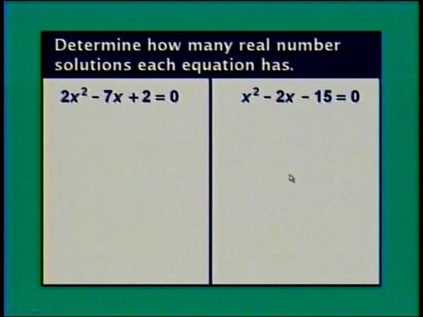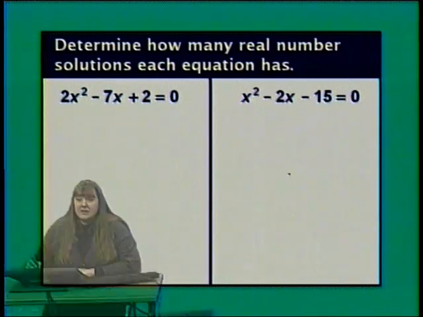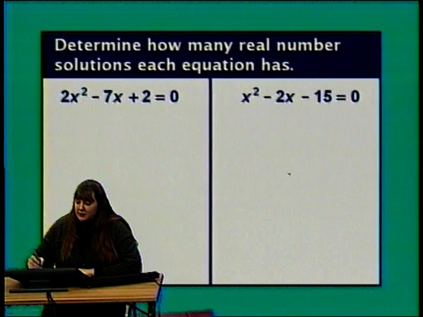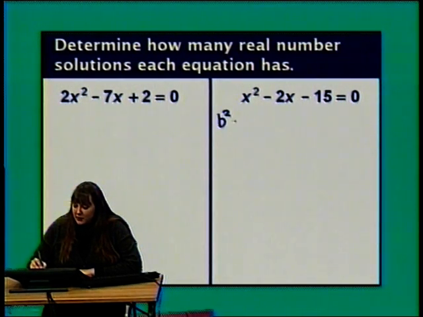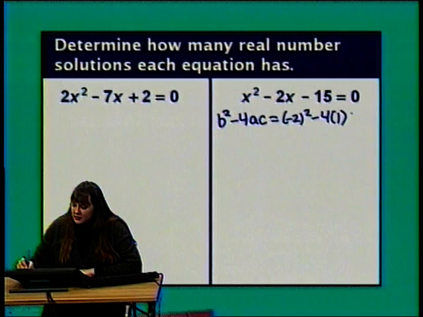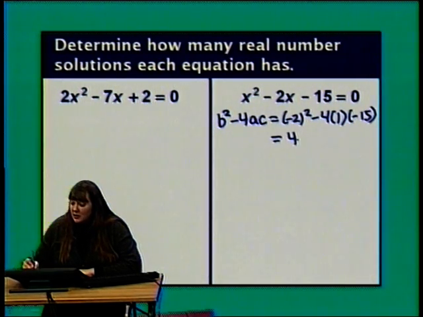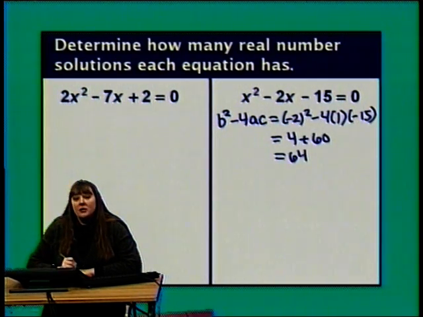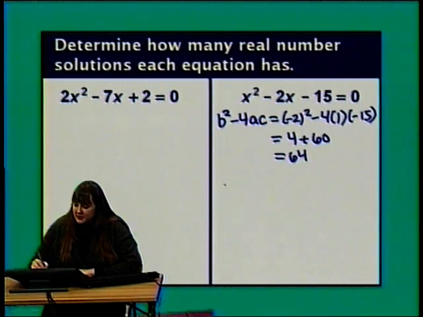Let's look at a couple more examples. X squared minus 2x minus 15 equals 0. In this case, b squared minus 4ac would be the square of negative 2 minus 4 times 1 times negative 15. That's 4 plus 60, which is 64. The discriminant is positive. That means I have 2 real number solutions.